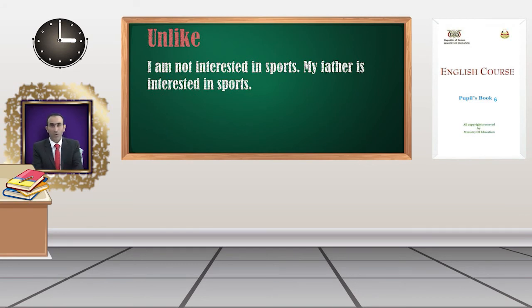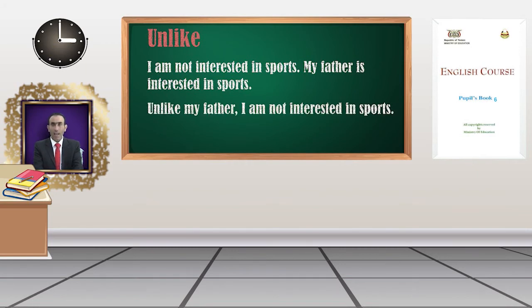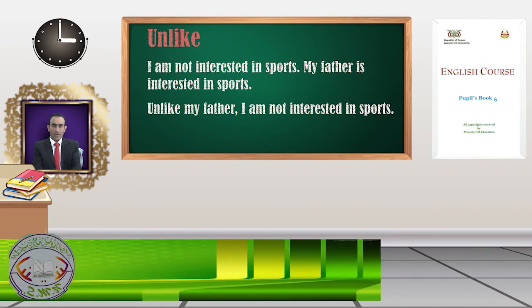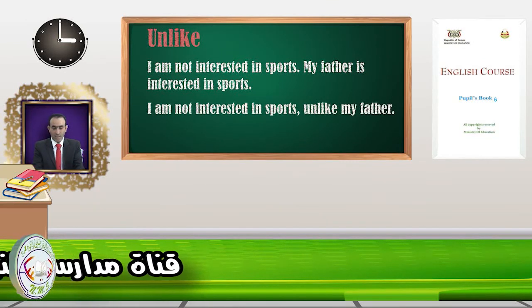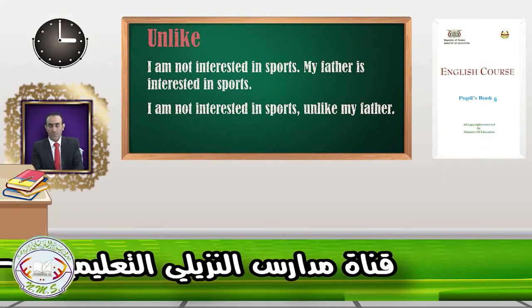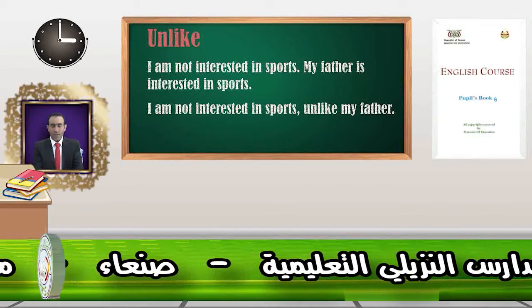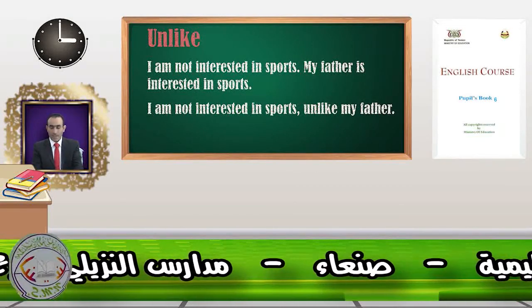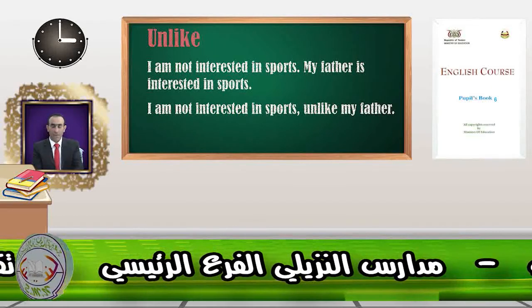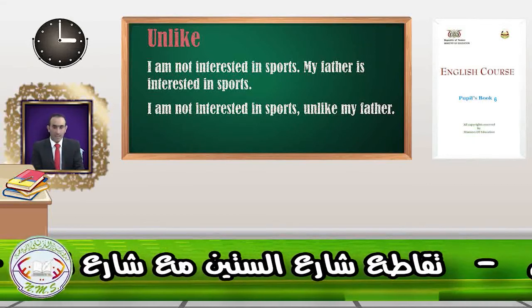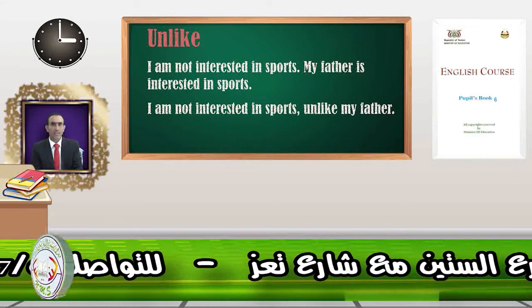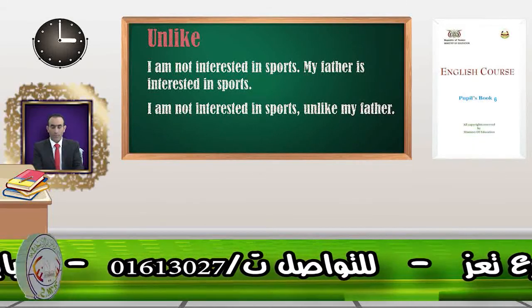So I want to join them to become one with the word unlike. So the sentence should be, unlike my father, I am not interested in sports. Or it can be used in the middle or at the end of the sentence. So it said, I am not interested in sports unlike my father. In both cases, a comma separates them from the rest of the sentence. With the word unlike, the second sentence is in negative form.